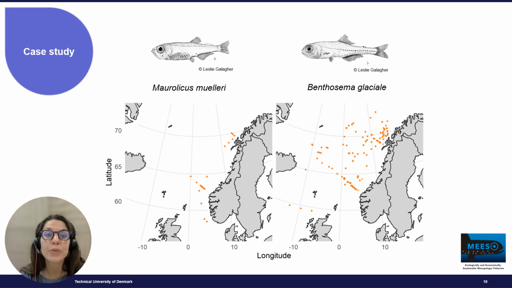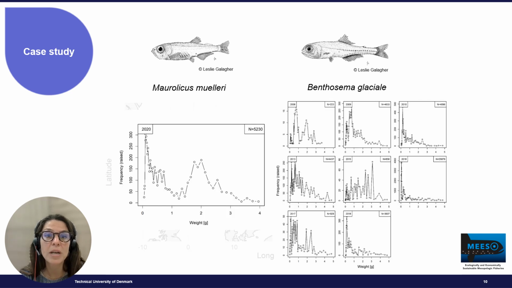This is also the case for the two mesopelagic species under investigation. Maurolicus muelleri and Benthosema glaciale are of interest for potential exploitation due to their potentially high fat content and also potentially high abundance in the Northeast Atlantic Ocean. So the orange points here indicate sampling locations for each of the species. And for Maurolicus, we analyzed one size distribution from 2020, covering 3 months, while for Benthosema, the data availability covered multiple years.